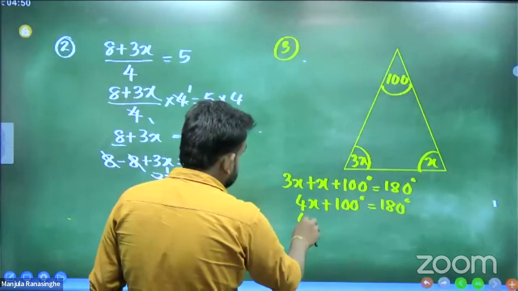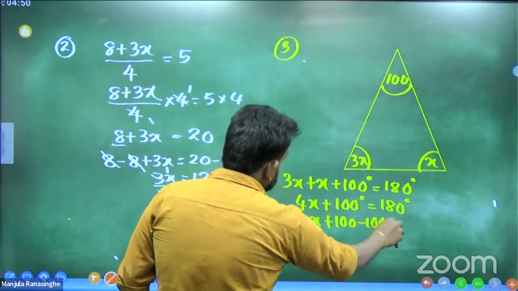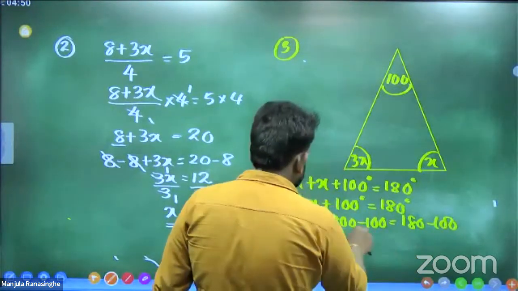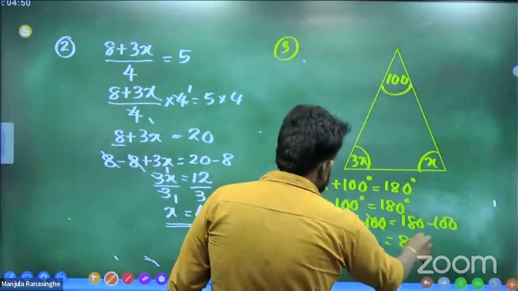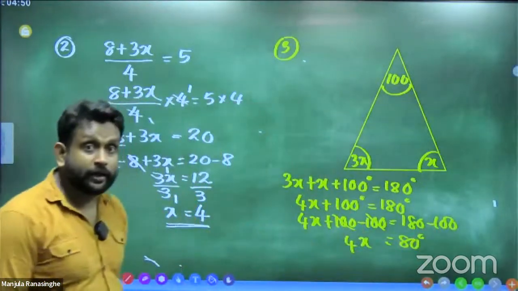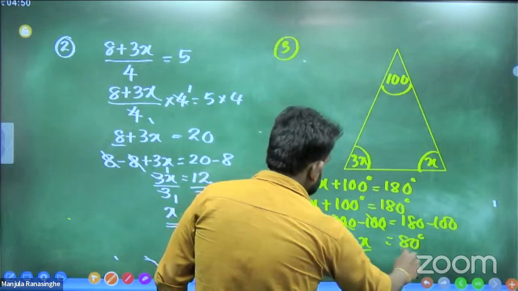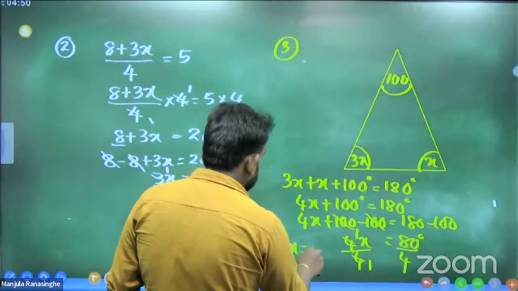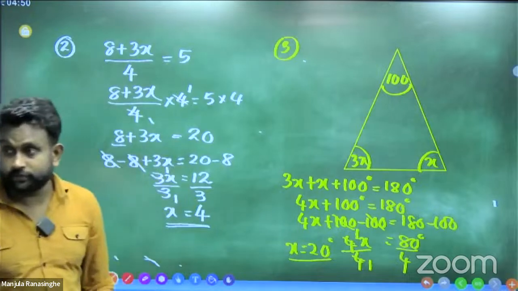Then subtract this 100 from both sides. So 180 minus 100, then you can see that 4x equals 80. Then to make x the subject, you have to divide both sides by 4. Then the 4s cancel. x equals 20 degrees.